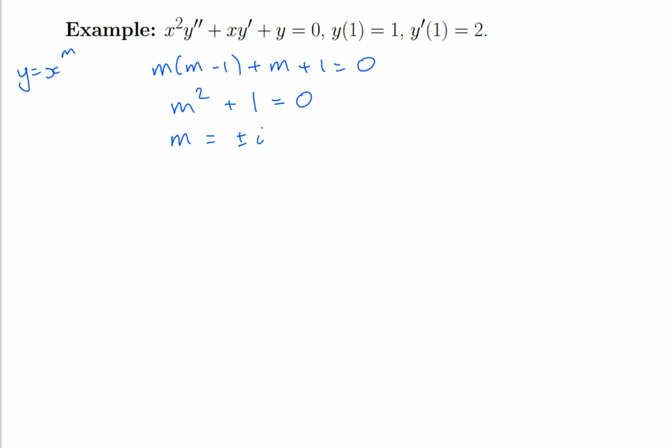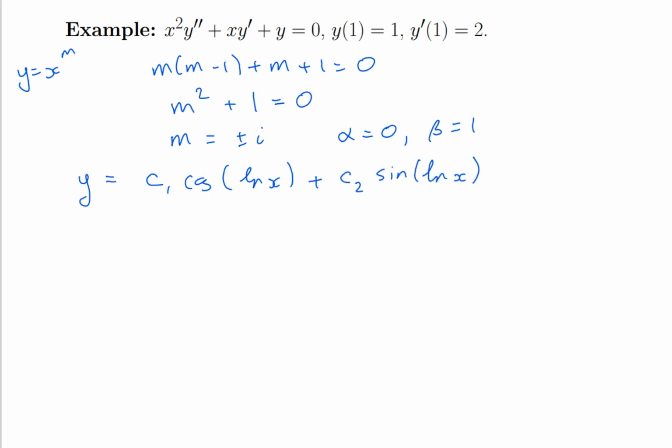So that means the general solution is y is equal to c1, so compared to the previous slide, alpha is 0 and beta is 1. So I get c1 cos of log x plus c2 times sine of log x. Okay, I've found the general solution. Now I need to fit the initial values, and I see that I'm going to need y prime as well. So I'll work that out first.